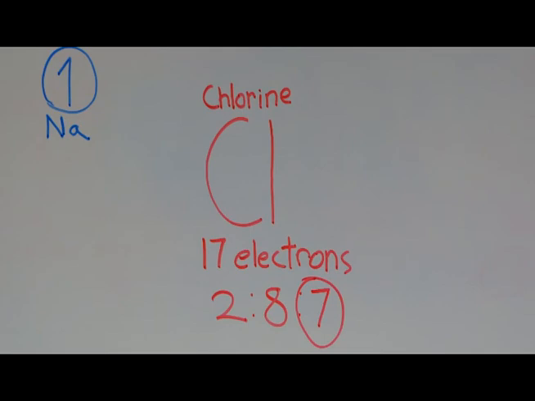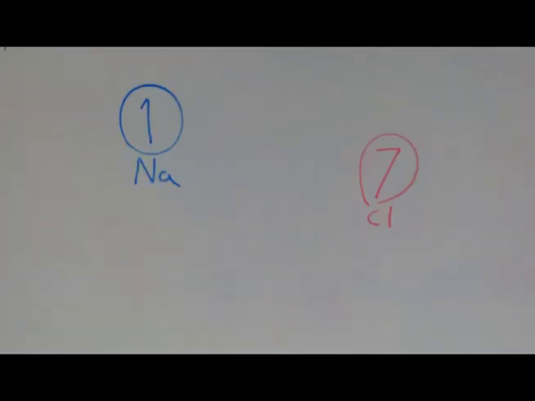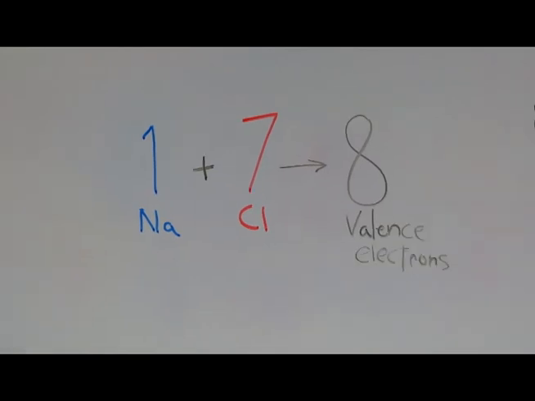The next element, chlorine, which is expressed in the symbol Cl, has 17 electrons. It has 2 electrons in the first shell, 8 on the second, and it has 7 on the third shell. The valency of sodium, 1, and the valency of chlorine, 7, add up to the number 8. The number 8 shows that sodium chloride, NaCl, is a stable compound because it has a full outer shell.